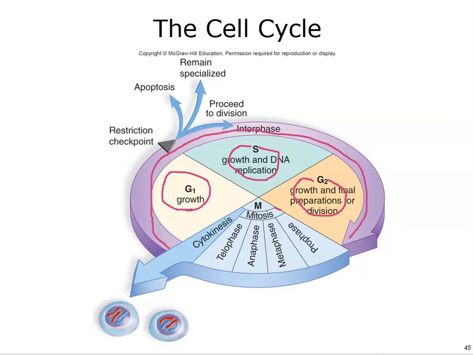Then we have the nuclear division of the cell, which is called mitosis, and is divided in 4 phases: prophase, metaphase, anaphase, and telophase. And finally, we have the division of the cytoplasm, which is called cytokinesis. Cytokinesis is going to be the division of the cytoplasm.